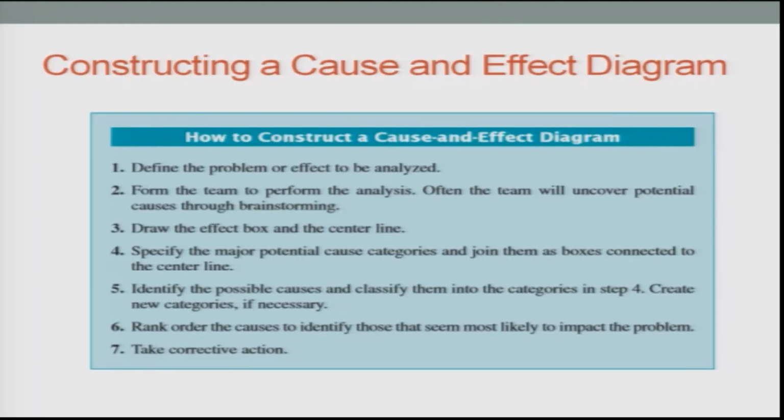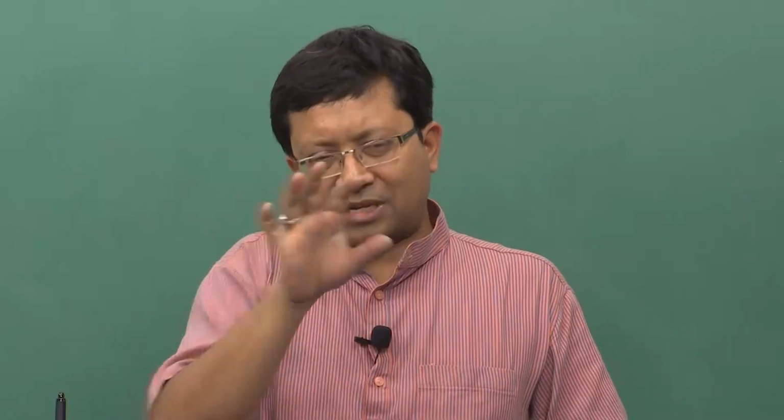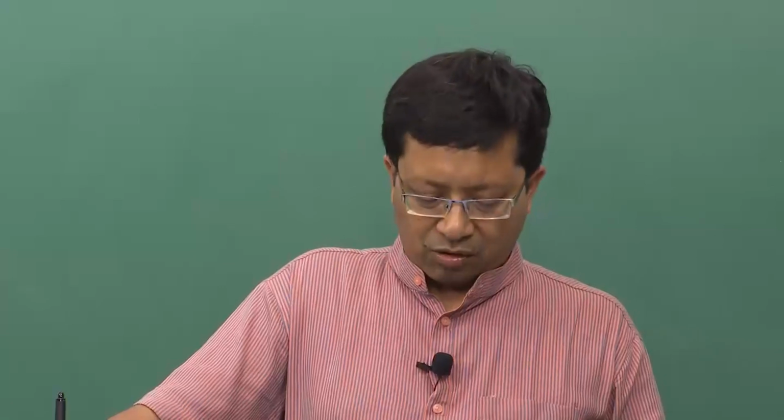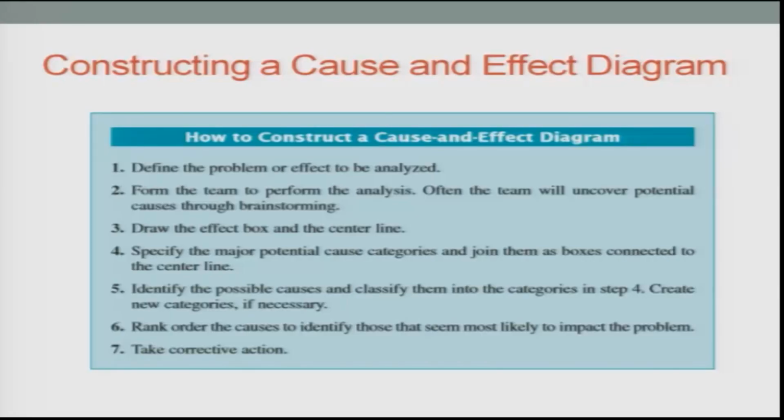So, if you remember a fishbone, that would give some idea of how the cause and effect concept can be done. In the fishbone there is a main backbone and all the bones are connected to that. That is why the cause and effect can be analyzed accordingly. So, rank the causes to identify those that seem most likely to have an impact, and take corrective actions accordingly.